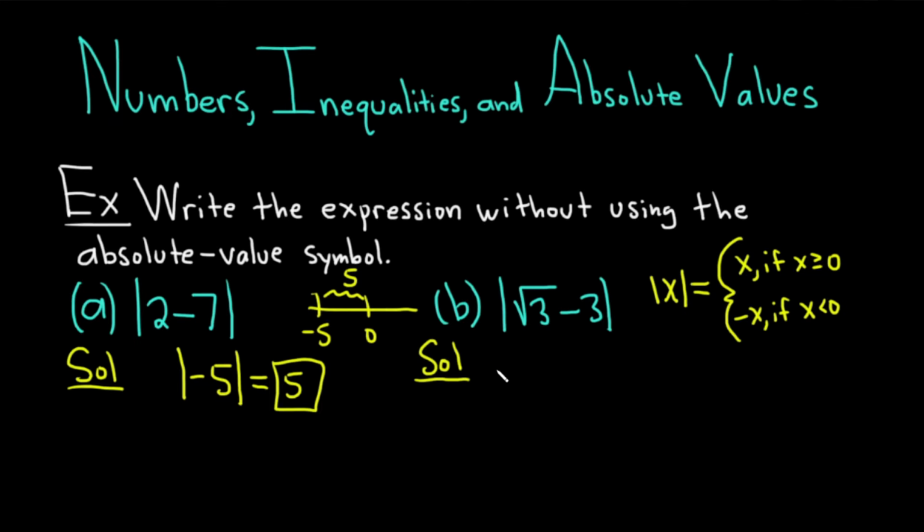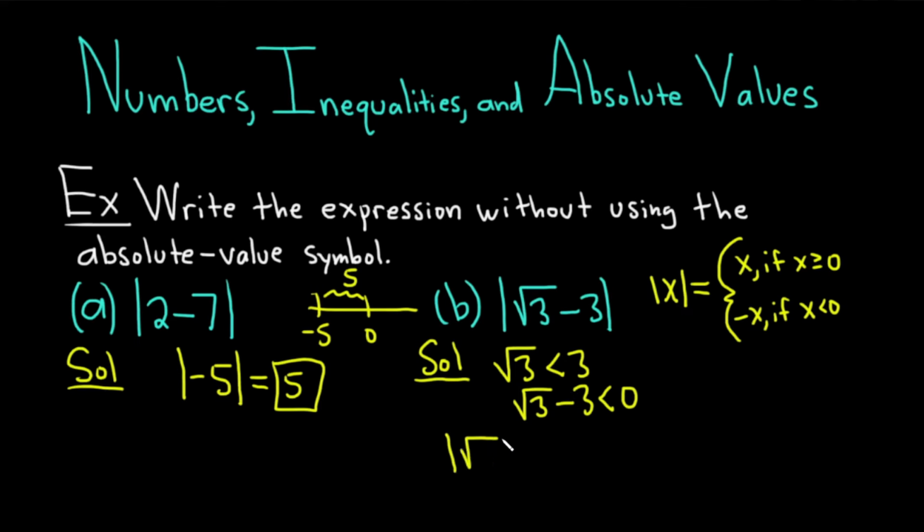So if you think about it, the square root of 3 is smaller than 3 because you're taking the square root of it. And if we subtract 3 from both sides, we get the square root of 3 minus 3 less than 0. That means we're going to use the second case.